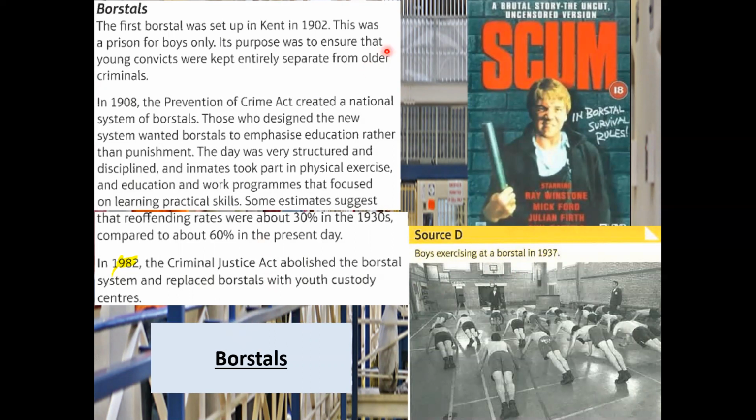So the first Borstal was set up in Kent in 1902. It was a prison for boys, naughty boys, young criminal offender boys, and the idea was to keep young boys from mixing with older men, to protect them, but more importantly, to stop them growing up alongside seasoned criminals and being trained by those seasoned criminals. So in 1908, the Prevention of Crime Act created a national system of Borstals, to emphasize education. Now, where's my little highlighter here?